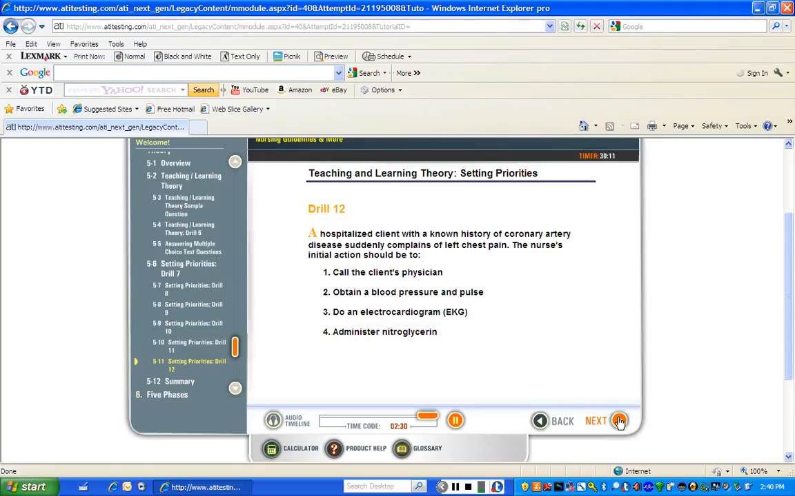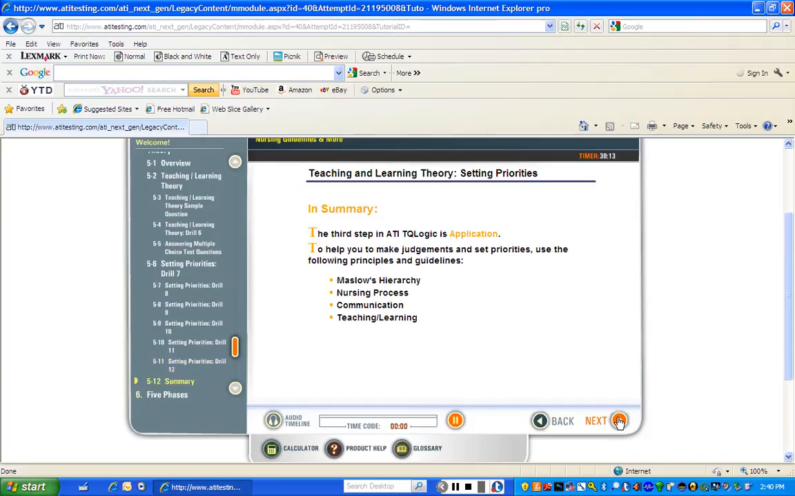Let's summarize where we are. Before going on, let's recap what we have already learned. The third step in ATI-TQ logic is application. In this step, we learn decision-making skills and strategies that are absolutely essential in providing safe and effective client care, which can be used when answering complex problem-solving questions. To help you to make judgments and set priorities, you may use the following principles and guidelines to analyze facts and situations and apply nursing knowledge.